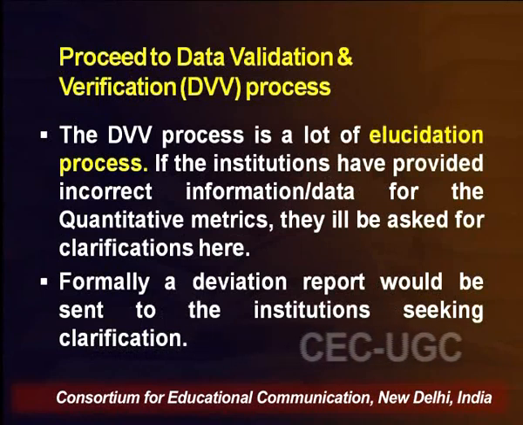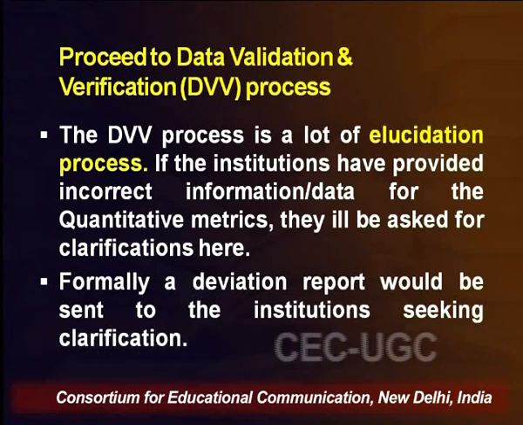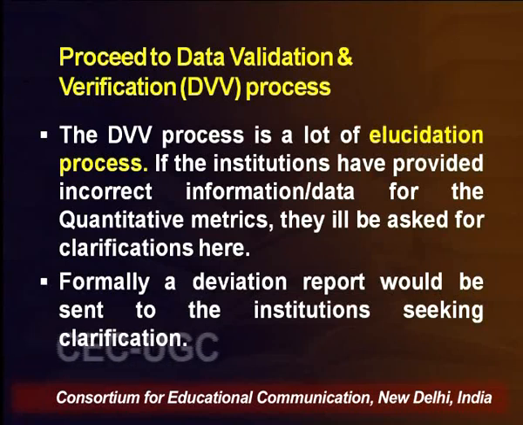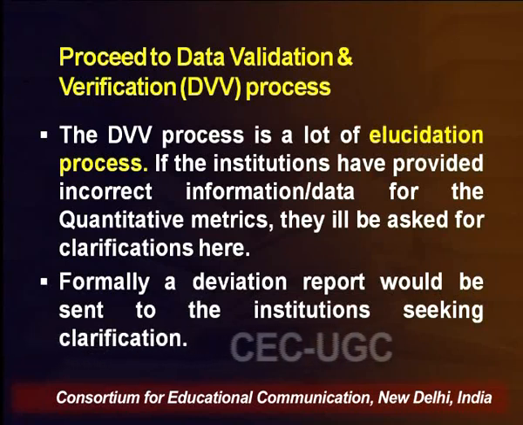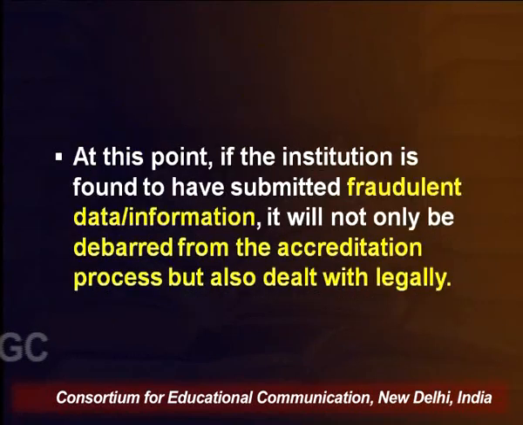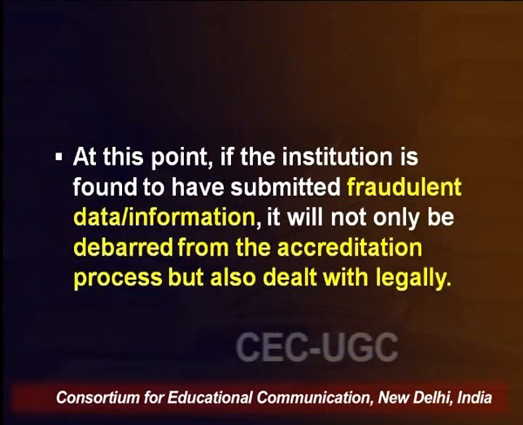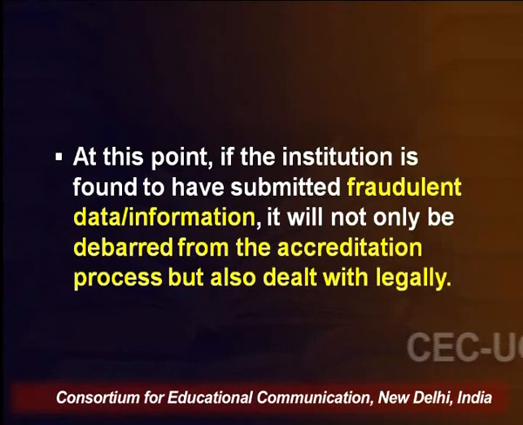The DVV process is a lot of elucidation process. If the institution has provided incorrect information or data for the quantitative matrix, they will be asked for clarification. Formally, a deviation report would be sent to the institution seeking the clarification. At this point, if the institution is found to be fraudulent in the data or information, it will not only be debarred from the accreditation process, but it will also be dealt with legally.